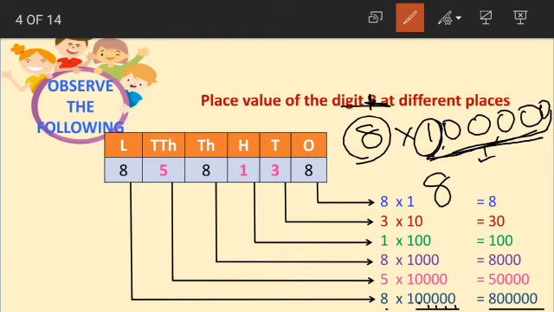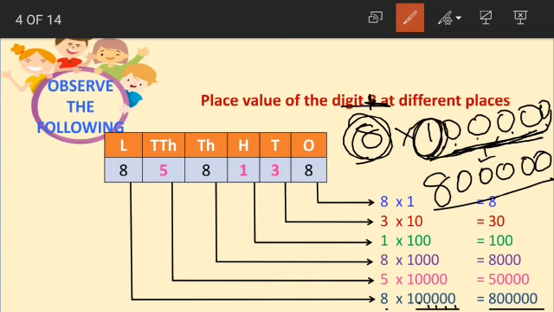How many zeros were there after 1? We had 1, 2, 3, 4 and 5 zeros. So we'll write 5 zeros after 8. Understood, children? How did we get this? We multiplied 8 and 1. 8 ones are 8. And then we wrote the number of zeros after 8.